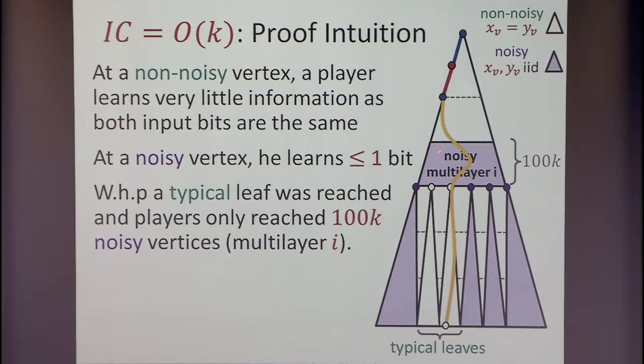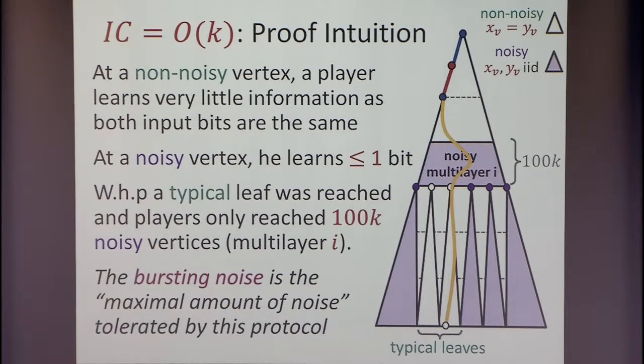So we're paying 100k information for this, because it's 100k vertices times 1 bit of information for each. And I'm claiming that all the rest of the vertices, the guys in here and all the guys that are in white, will give us very small amount of information. And therefore, you should expect that the information is O of k.